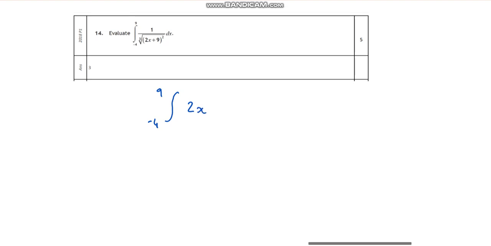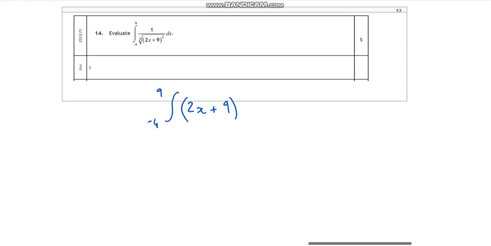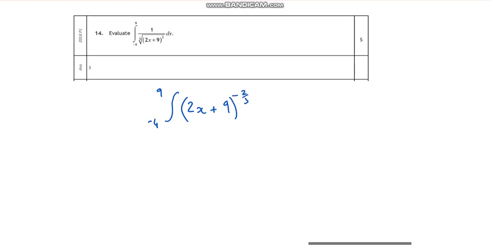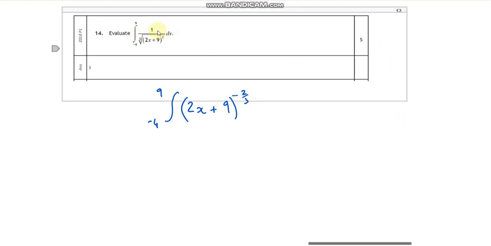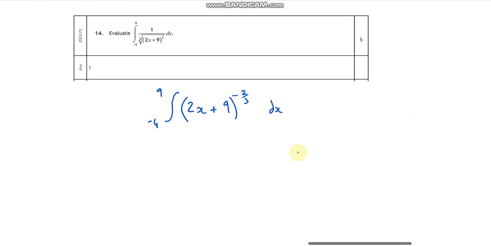I hate that box appears, it's so annoying. So that's 2/3, and when I bring it to the top, that's going to become negative 2/3. So I'm integrating this with respect to x. Okay, so on the bottom, something like this.